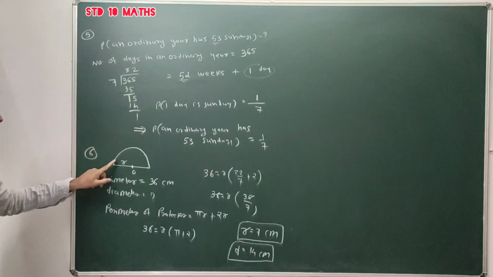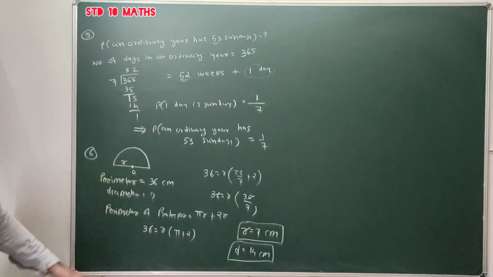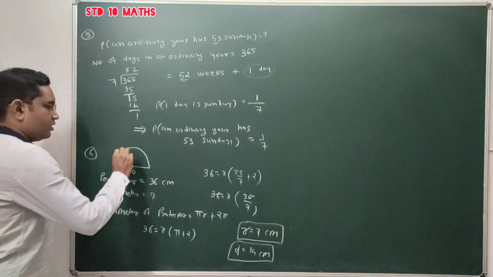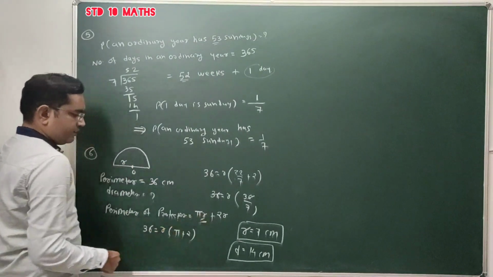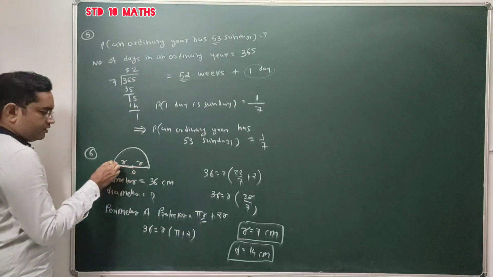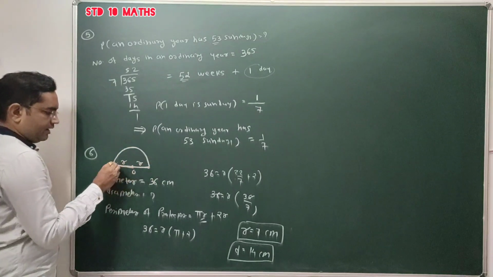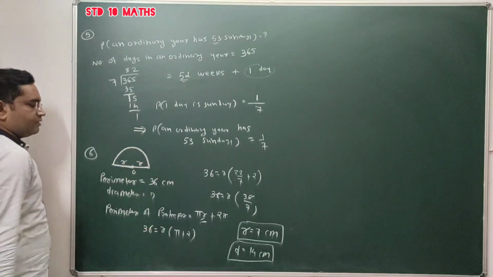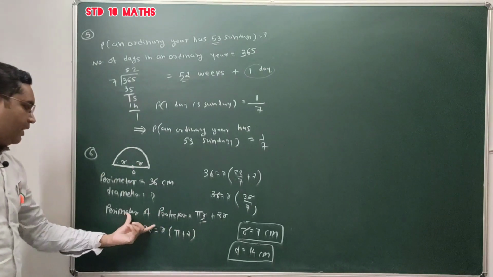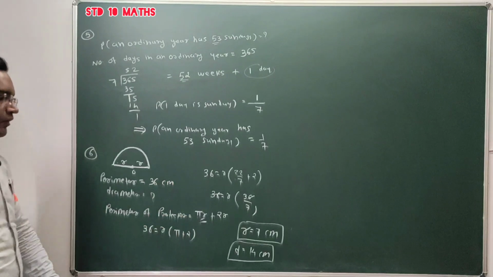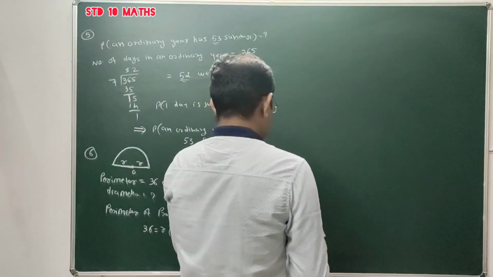Clear students? Semicircle. So the circumference of this semicircle is half of the circumference of the circle. So the total circumference of the circle is 2 pi r. So its half will be pi r. Pi r plus this is one radius, this is another radius, so twice the radius. So the entire perimeter is this length: diameter plus circumference of semicircle. So pi r plus 2r, and that perimeter is given 36, and then we'll simplify it. We are getting the value of the diameter. Done. So this is your question number 6.